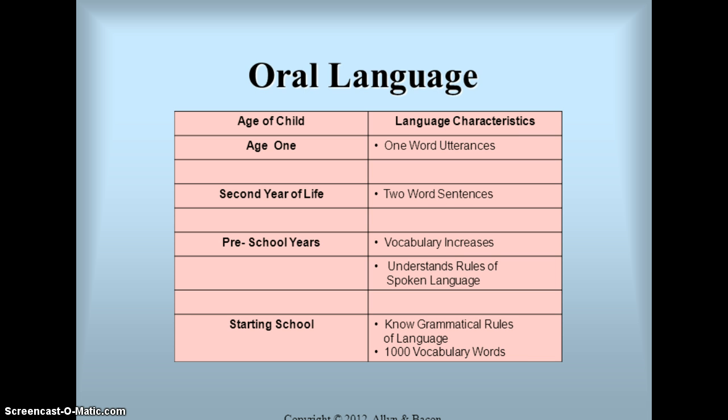Here is a table of oral development. For example, at age 1, children may have just one-word utterances. In their second year of life, two-word sentences. In their preschool years, vocabulary increases and they begin to understand the rules of spoken language. As they start school, they have approximately 1,000 vocabulary words. They know grammatical rules of language.